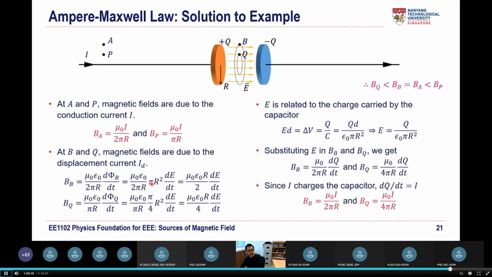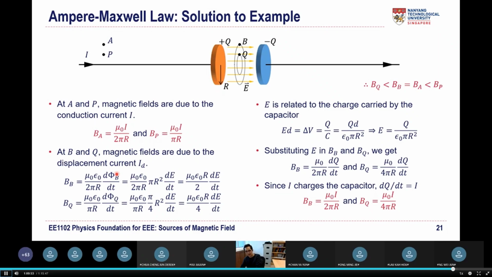So we can attach that here, and then that is going to give us the time varying contribution to the magnetic field at B and BQ. Okay, are you able to follow this?